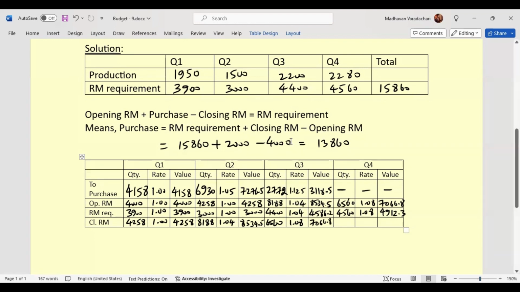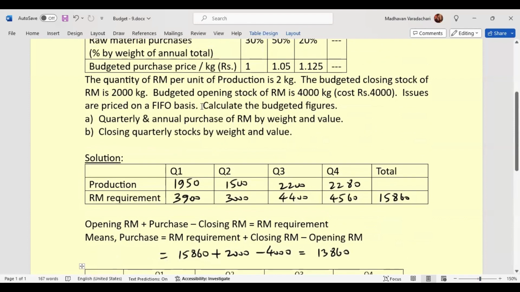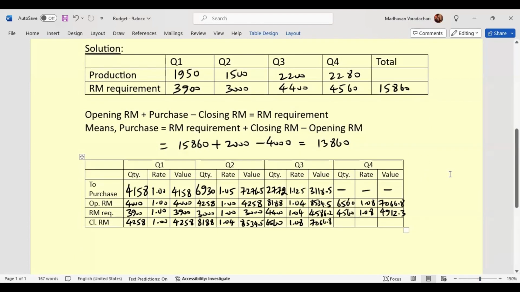Closing raw material is given in the question as 2000. It is matching 6560 minus 4560. So that also will be 1.08 valued. So 2154.5. So that is the solution for this particular question.